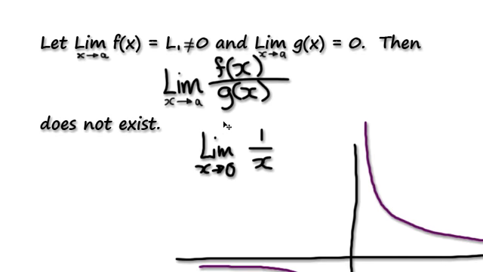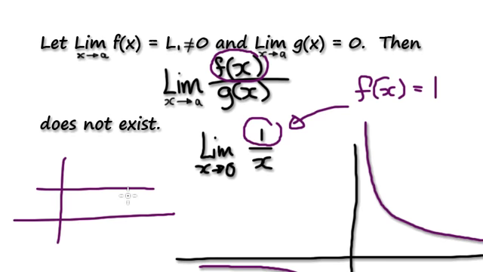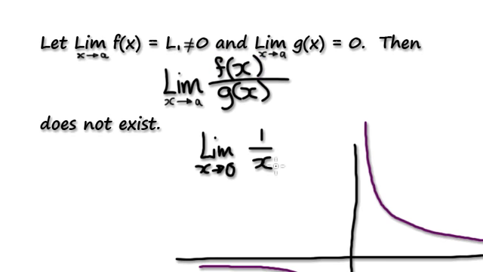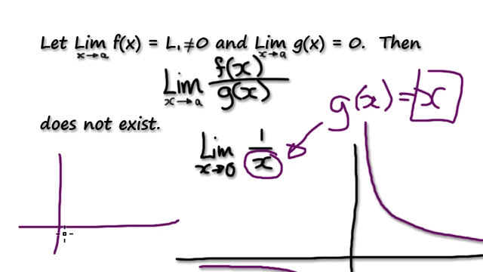Looking at this bit here, I'm in effect saying our first function is 1. Remember, the number 1 is a function. It's just like having a graph of y equals 1. That itself is a function. Now the g of x in this case is x. So I've got a function y equals x.